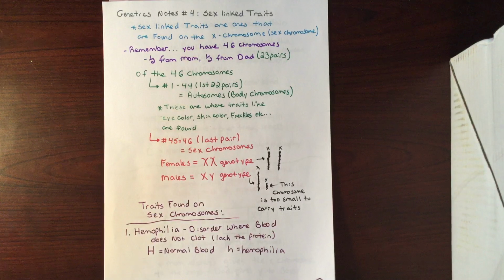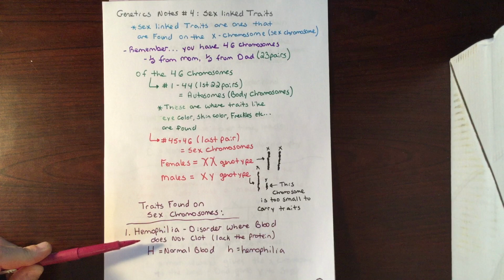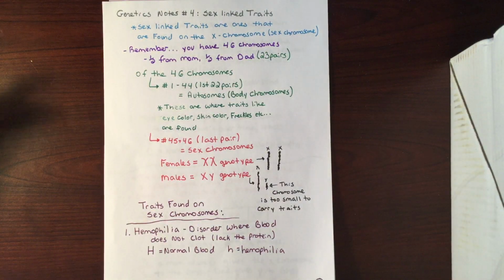Some of the traits that we find on sex chromosomes, the first one is something called hemophilia, and there are different degrees of this because there are different clotting factors within your blood. Hemophilia is a disorder where your blood does not clot. You lack that protein, which means there's a mutation within your DNA and within protein synthesis, and you're not making that particular protein.